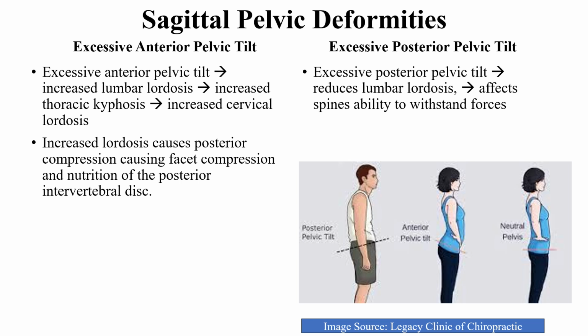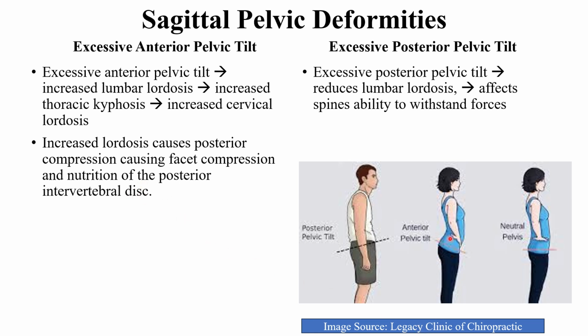Normally the pelvis should be neutral or in a slight amount of anterior pelvic tilt. But sometimes it comes with excessive anterior pelvic tilt, like in the case of pregnant women, when the abdominal load is more, they develop a naturally increased anterior pelvic tilt. Anterior pelvic tilt comes with increased lumbar lordosis, increased thoracic kyphosis, and increased cervical lordosis. All of this increased lordosis comes with posterior compression and facetal compression, thereby affecting the posterior intervertebral disc in the lumbar spine.